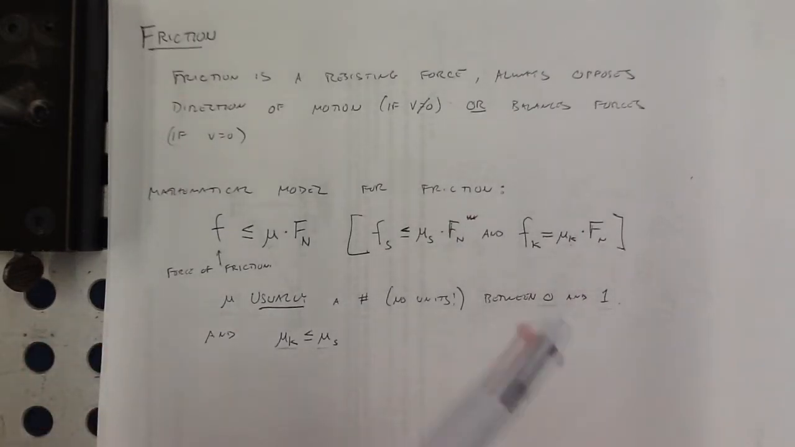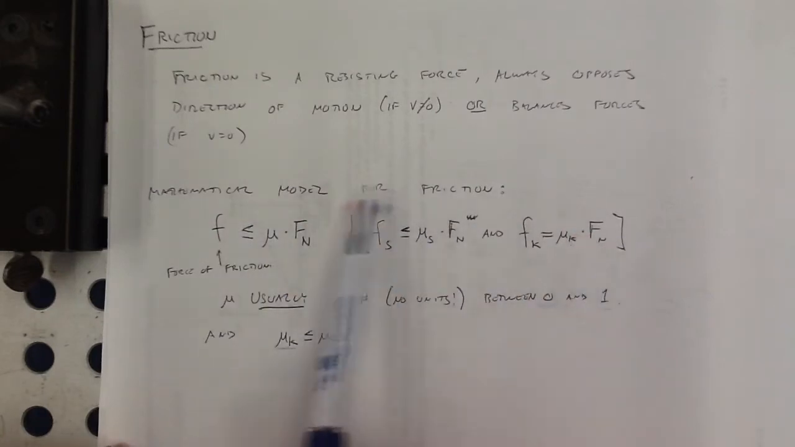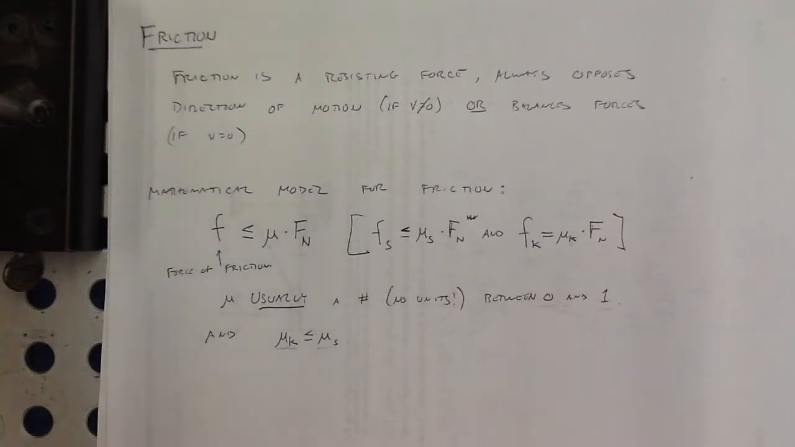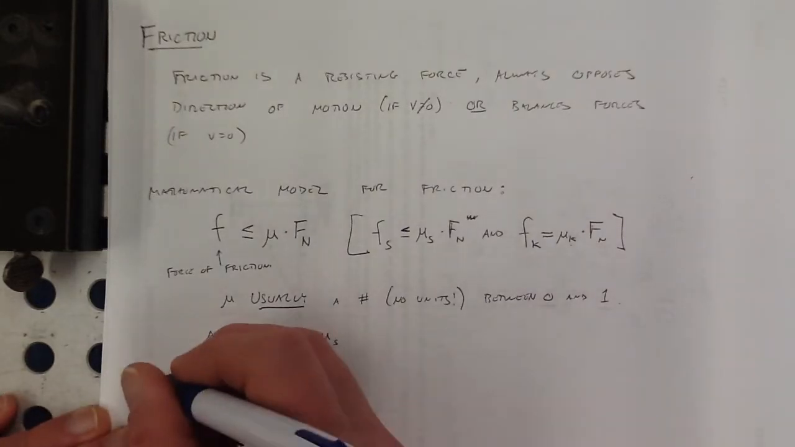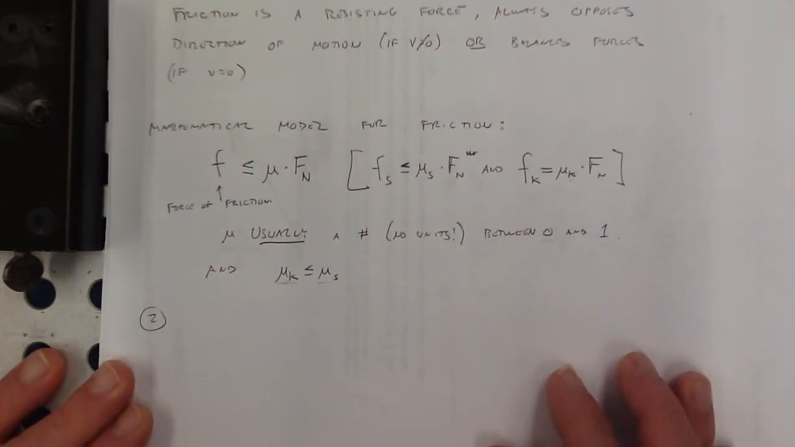All right, so that is what we need to know. And I think from here, now that we have these mathematical models, I would like to just go ahead and jump into doing a few example problems. 2, 10, and 12 I think I'm going to do from your book, and give you a feel for what it's like to do problems with friction. All right, so number 2, we'll just continue here at the bottom of this page.